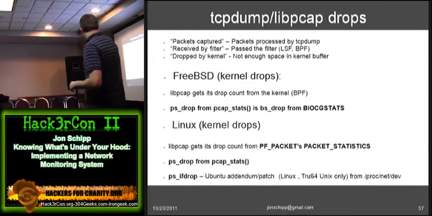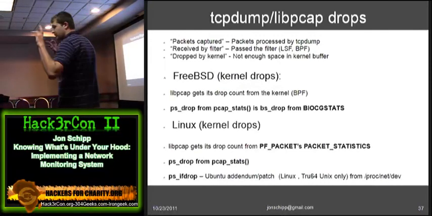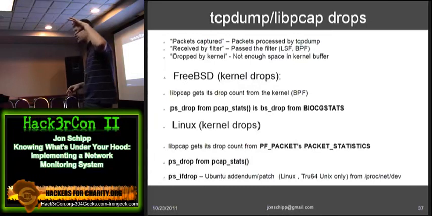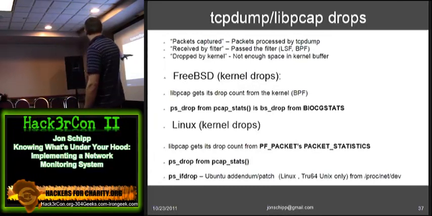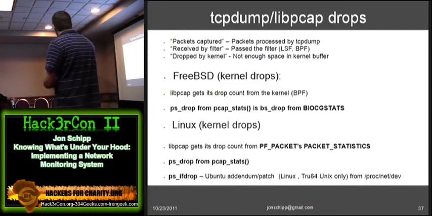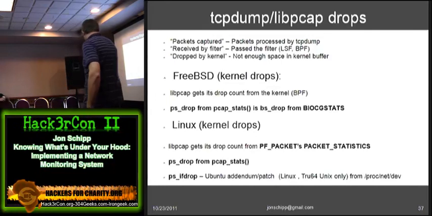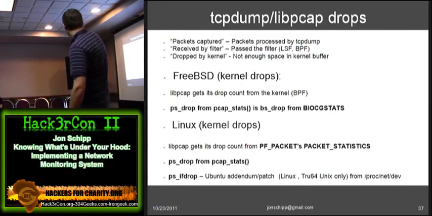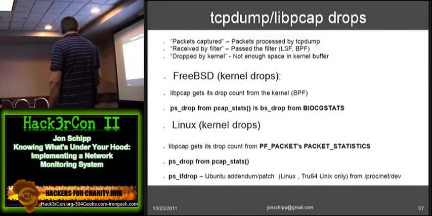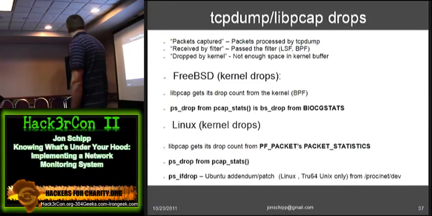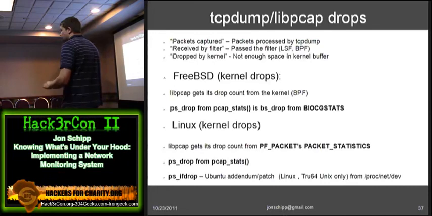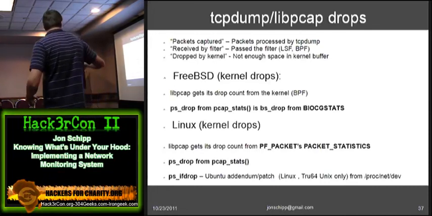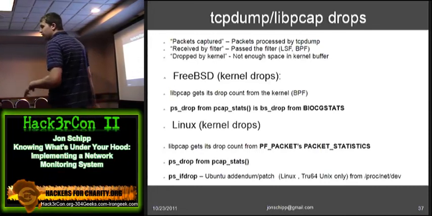libpcap gets its drop count from PF_PACKET, which is the actual packet socket. If you're using the socket system call, you call PF_PACKET, and you'll use PACKET_STATISTICS to actually get the drop count from there. We can see pcap_stats calls from ps_drop. And one thing that's interesting is that Linux and Tru64 Unix can actually get the interface drop numbers from the device driver, which puts it into /proc/net/dev.